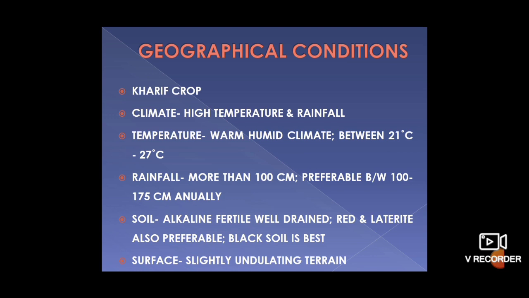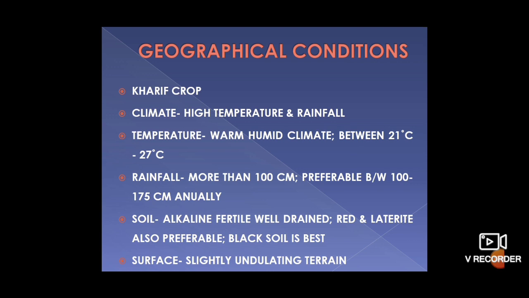Looking into the geographical conditions, sugarcane is primarily a kharif crop, denoting the idea that it requires high temperature and rainfall for its perfect growth. Sugarcane is a subtropical crop, so it prefers warm, humid climate. The average annual temperature ranging between 21 to 27 degrees Celsius is ideal for sugarcane production. However, bright sunlight is conducive to higher sucrose content in sugarcane. Hence, low temperature is detrimental for the growth of the plant.